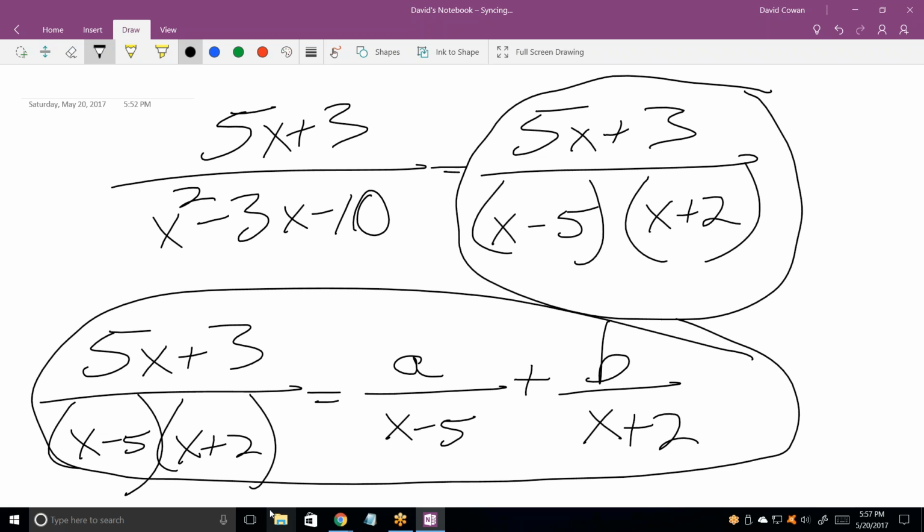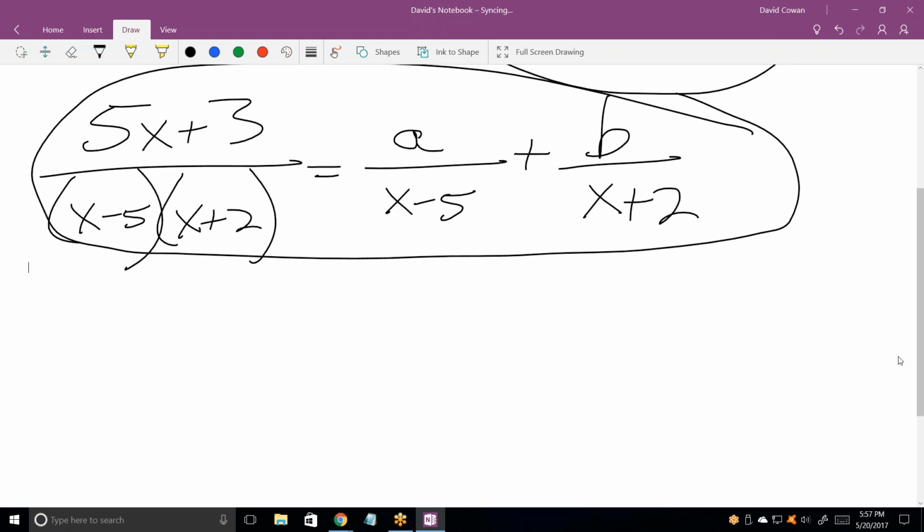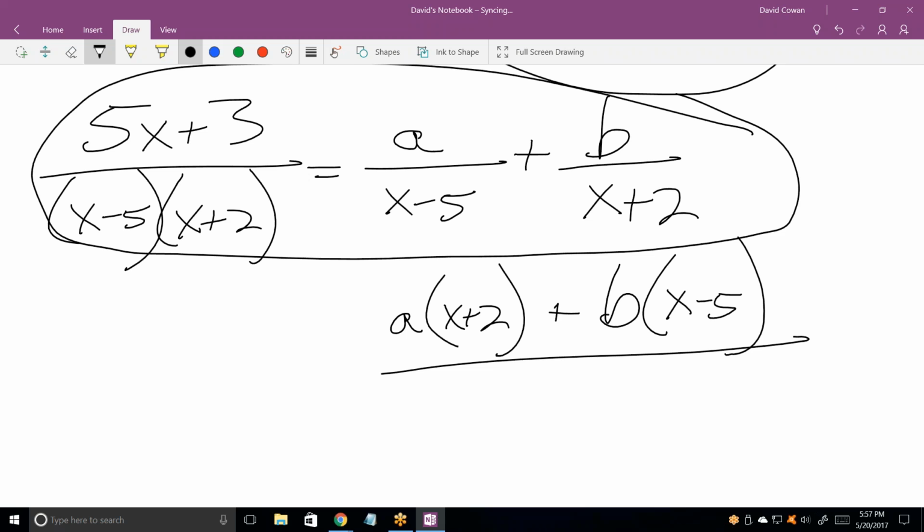Because if I started with this on the right, what I would do is find a common denominator, which would be this on the left, and then I would figure out what the numerator of each would be. So if we started on the right, what we would have is a(x + 2) + b(x - 5) all over the common denominator, which is this.